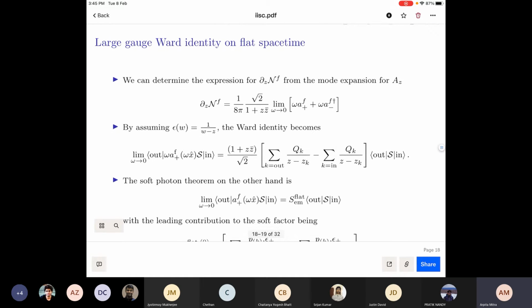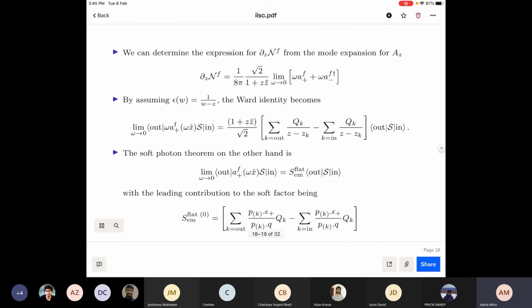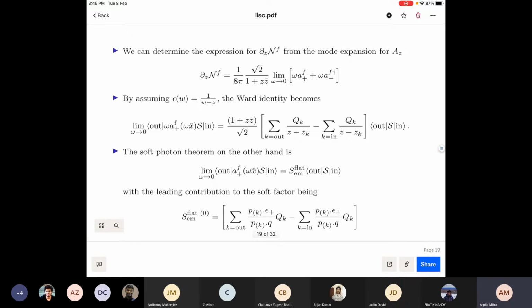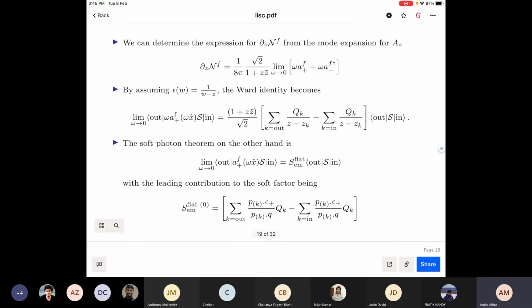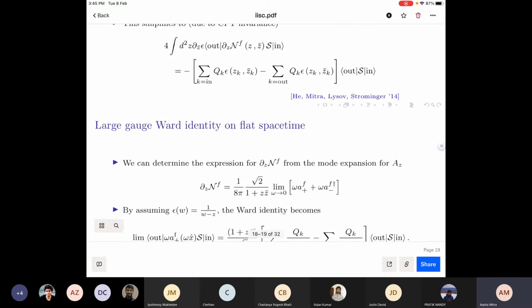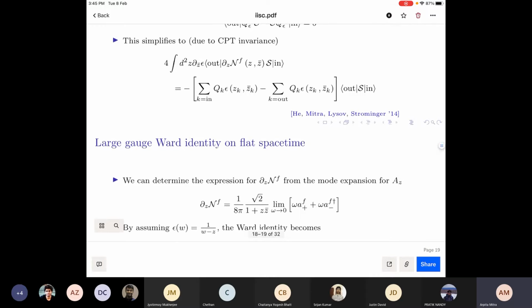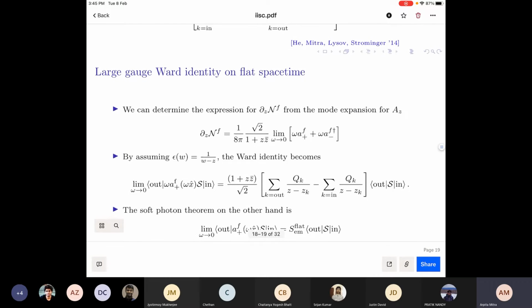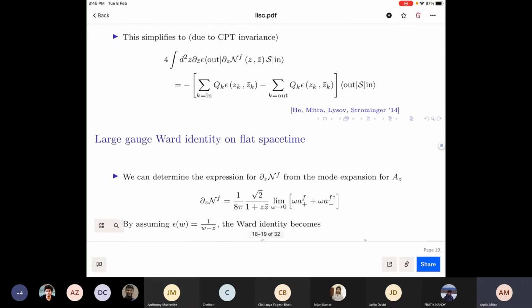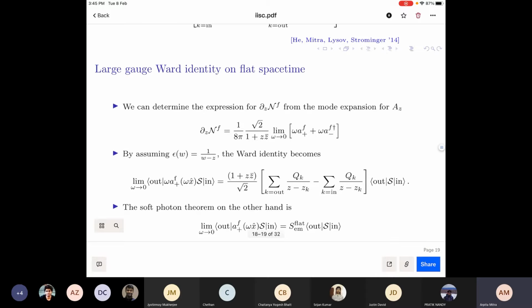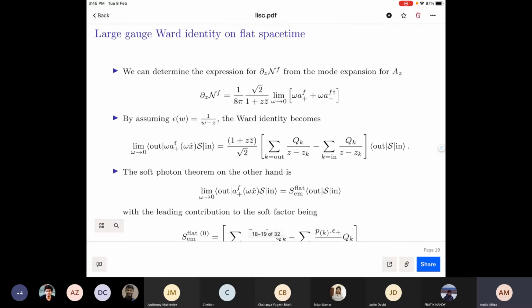And doing some manipulations, if we write the soft theorem in this manner, where S_flat^EM is the soft photon factor, the main goal is that we can show that this equation, the ∂_z ∂_z̄ epsilon equation, and these equations, in the limit omega goes to 0, omega a+ times S_flat, are equivalent.